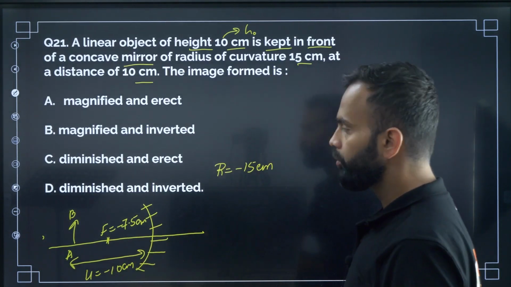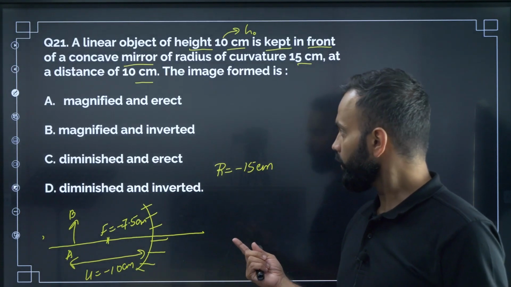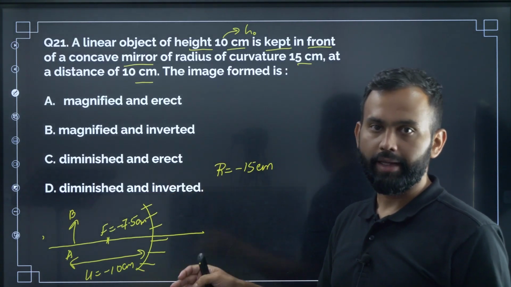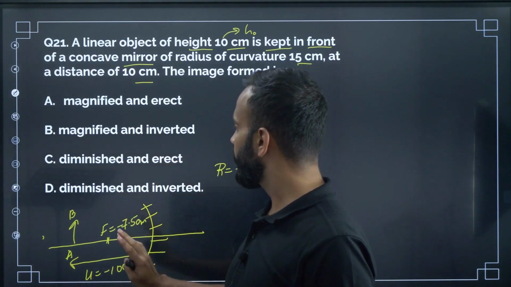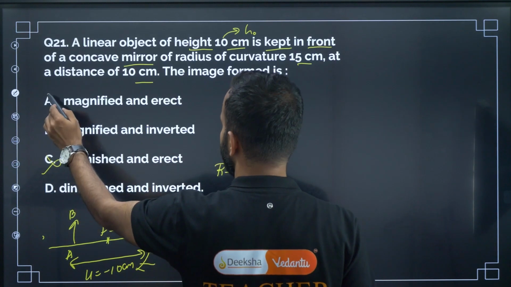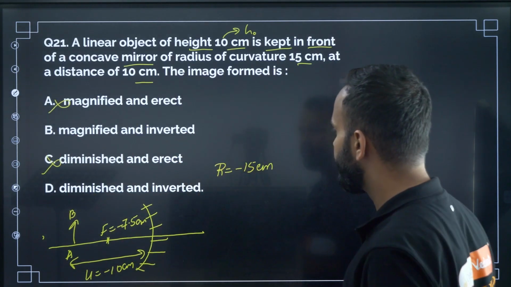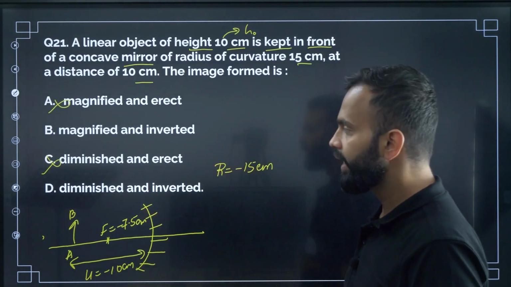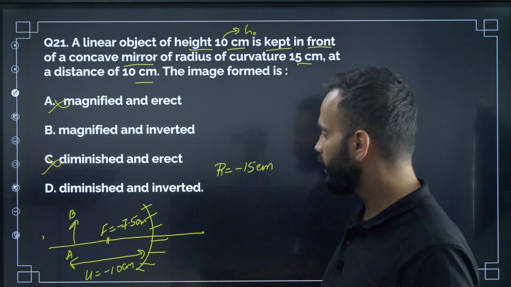Here the image formed by the concave mirror is real and inverted, right? So now we need to find whether it is magnified or diminished. Anyway, it is inverted, so options C and A are both eliminated. We need to find the correct option between B and D, that is, we need to find whether the image is diminished or magnified.